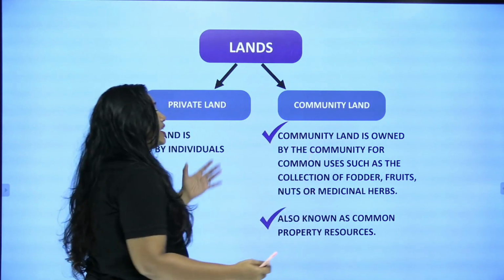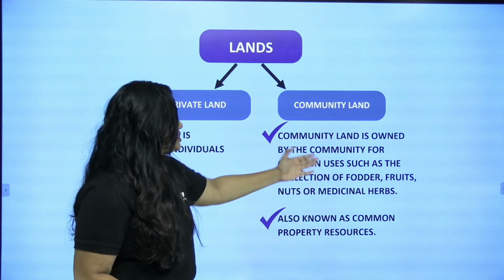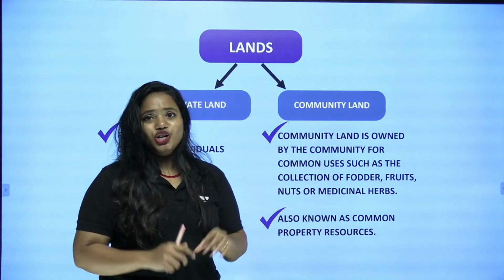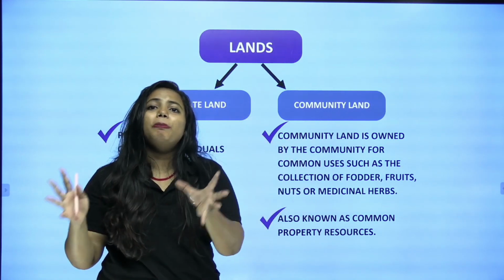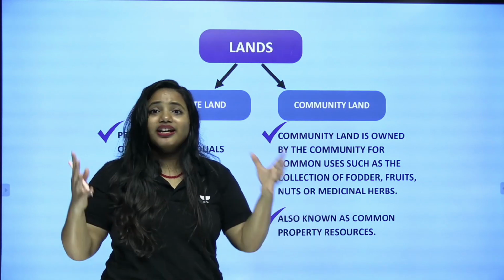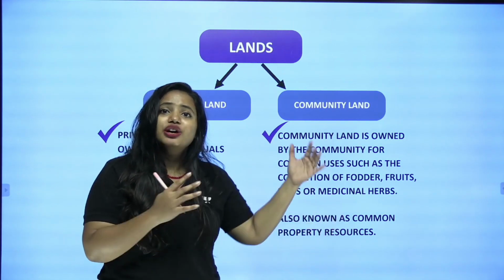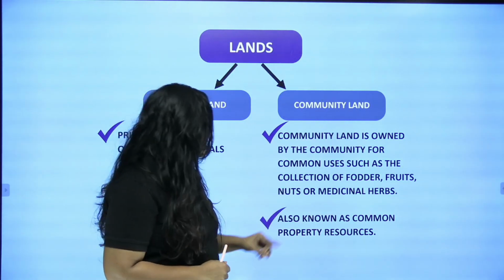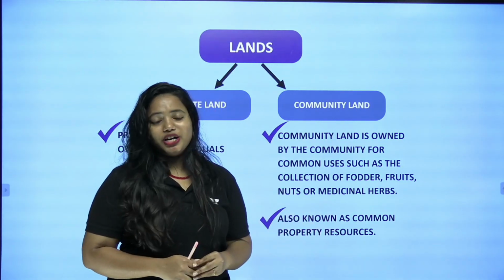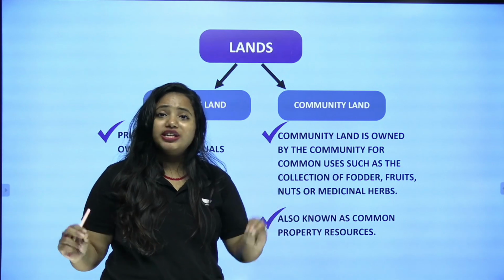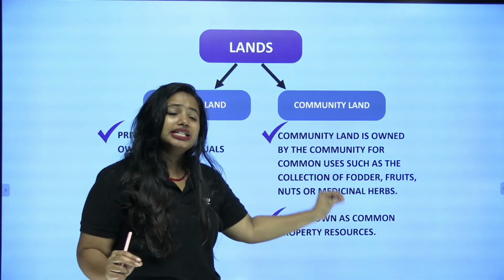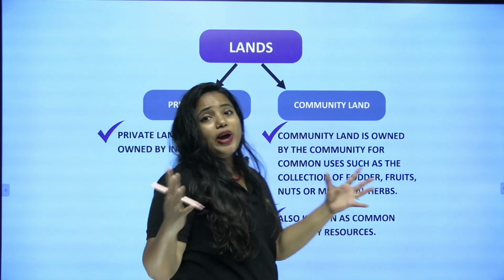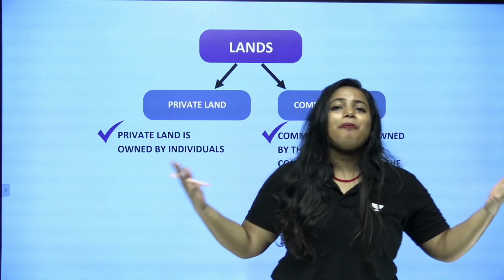Community land is owned by a community for common uses such as collection of fodder, fruits, nuts or medicinal herbs. So these are controlled by a group of people. That means the community people can benefit from these kind of lands and its resources. It is also known as common property resources. So every person of the community has equal rights to access these community lands. So private lands are owned by individuals, whereas the community lands are owned by community people.